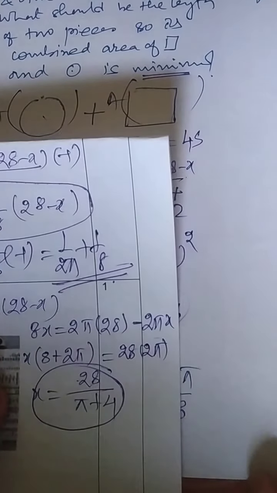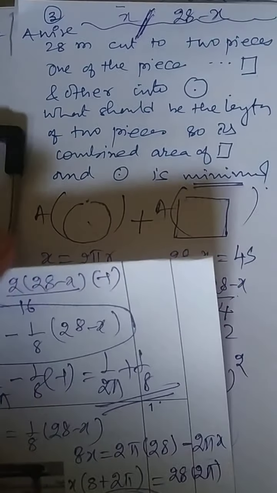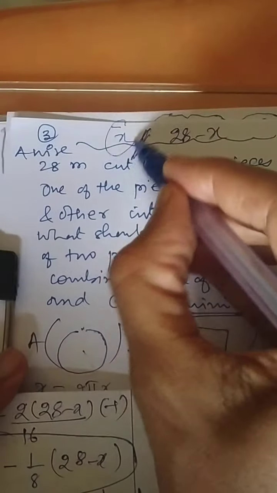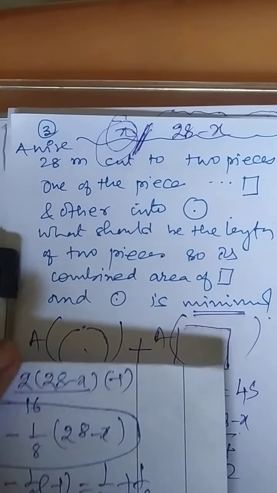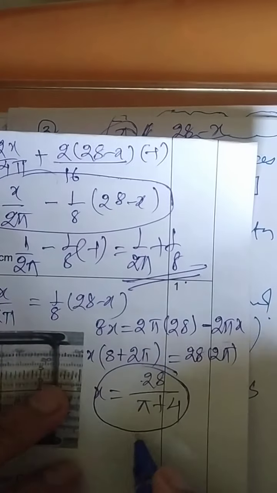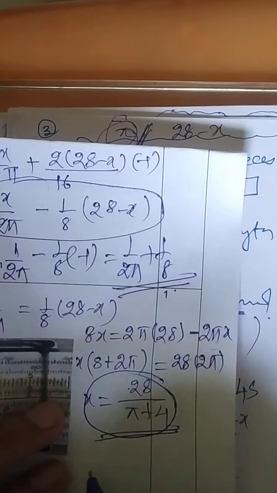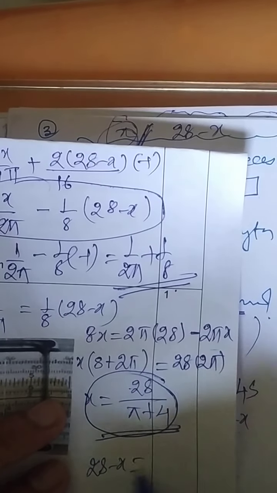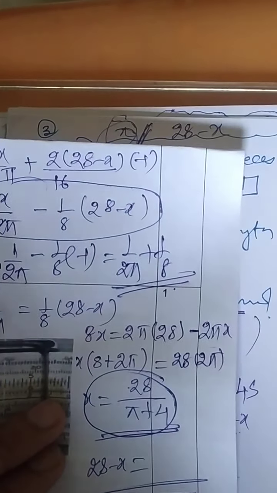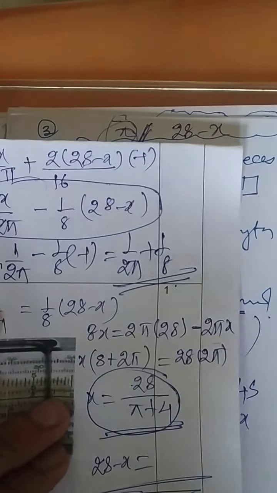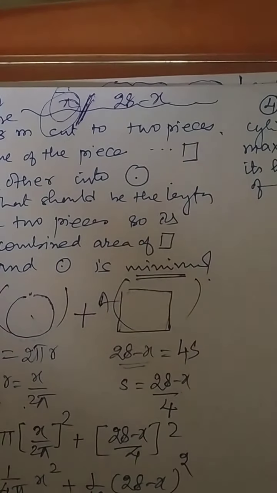So the part which we have considered here, this dimension x, we are getting as 28 upon pi plus 4. And if you want the other part, then you can simplify 28 minus x. So you have to cut in that dimension so as to get the minimum area.